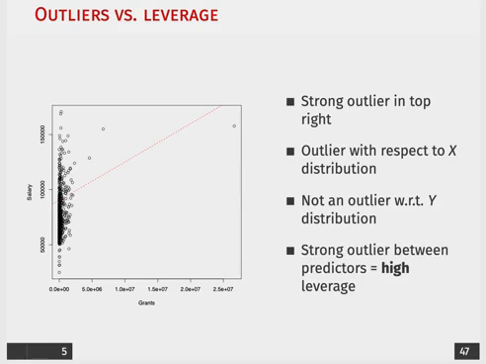So what's important to remember is that right now we are looking at an outlier for one of our covariates. In order for an outlier to be influential or have high leverage on our results, it's going to have to be a strong outlier between predictors.